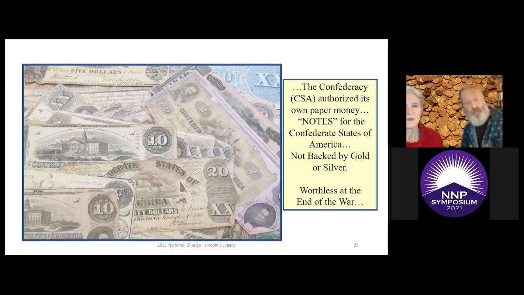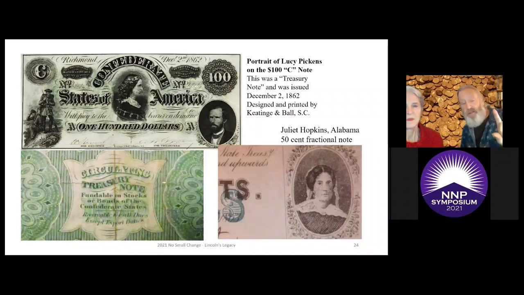Living people, of course, could be on notes in the South, but the federal government and, in this case, Alabama were the only areas that produced paper currency with living women on the bills. The North never had a living woman on a note. And this was, of course, Lucy Pickens, the wife of the governor of South Carolina. She was loved, also hated, because South Carolina is considered where the war started, and it's her husband who authorized the shelling of Fort Sumter, right?